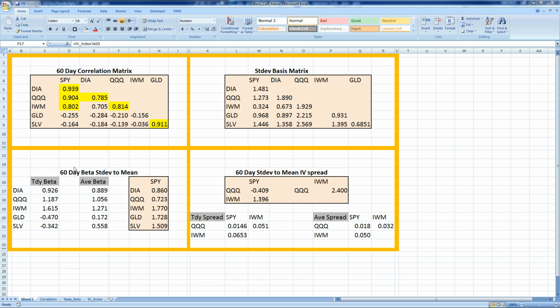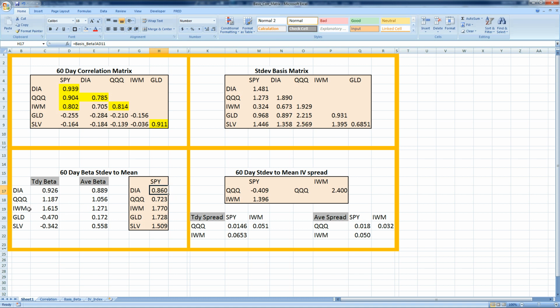The top two parts we've done before. This part here is pretty simple. This is the 60-day beta measured in standard deviations to the mean in a pair. So it's simply the amount of price volatility now in comparison to the mean measured in standard deviations. We have today's beta for the Dow, for instance, measured to the S&P, everything to the S&P. So we have today's beta of the Dow at 0.926. We have the average beta is 0.889. So we're 0.86 standard deviations away from the average, so we're a little bit above.